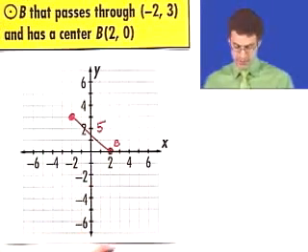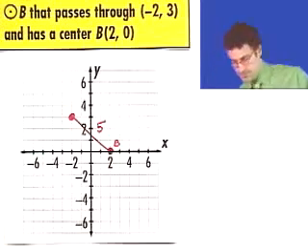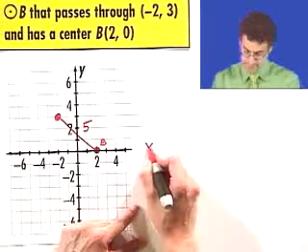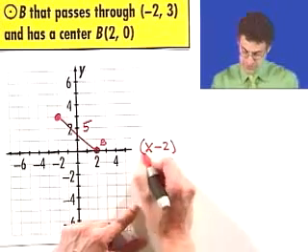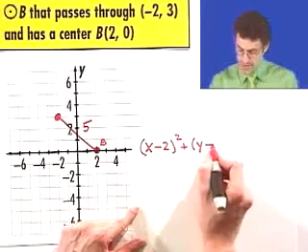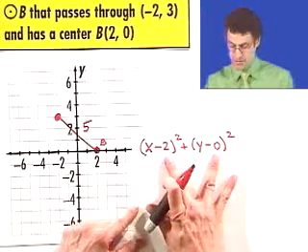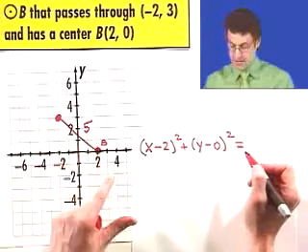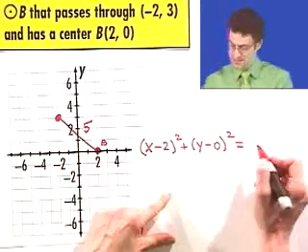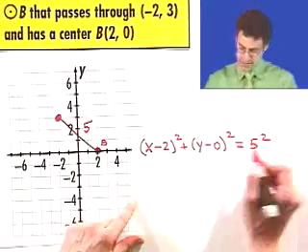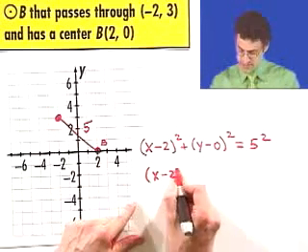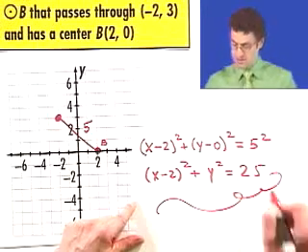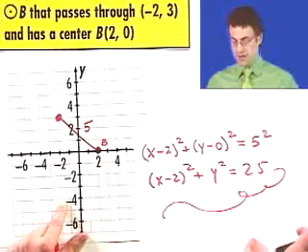And so, how can I write down the equation for this circle? Well, I know its center. So I have (x minus 2) squared plus (y minus 0) squared, notice the center, 2, 0, equals the radius squared. Oh, 5 squared. I know what that is. That's 25. And so I can write this nicely as (x minus 2) squared plus just y squared equals 25. So there's the equation.